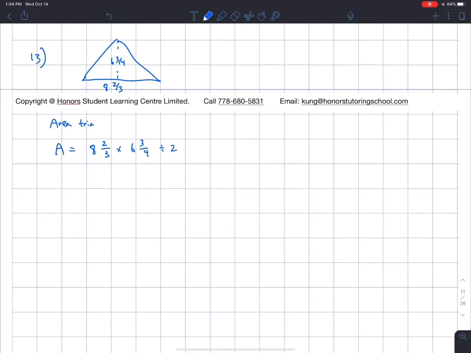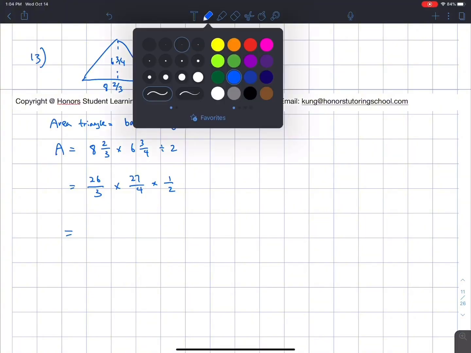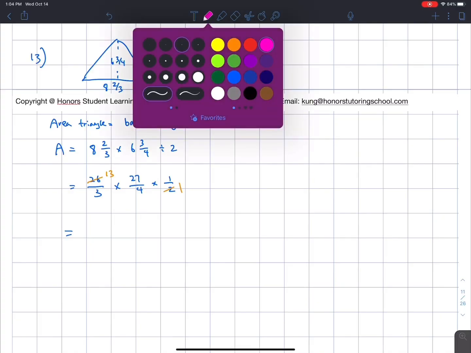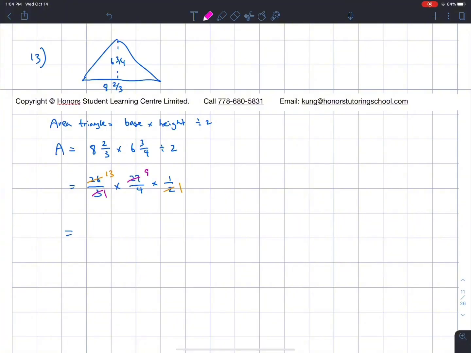Area of triangle equals the base length times the height divided by 2. So 8 times 3 is 24. 24 plus 2 is 26. We have 26/3 times. 6 times 4 is 24. 24 plus 3 is 27. And then dividing by 2 is the same as timesing by 1/2. Divided by 2 to get 1, divided by 2 to get 13. And divided by 3 to get 1, divided by 3 to get 9.